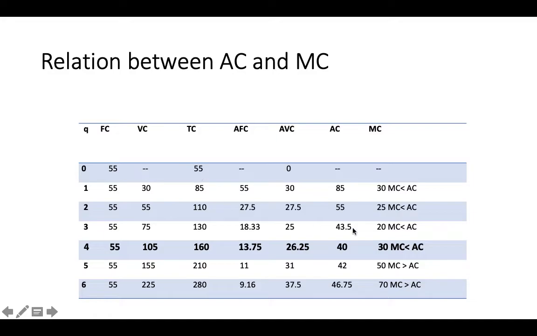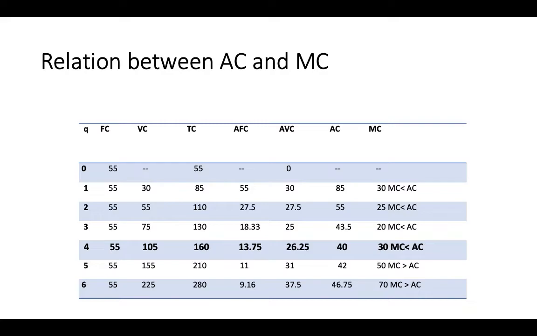85 minus 55, 30. 110 minus 85, 25. 130 minus 110, 20. 160 minus 130, 30. 210 minus 160 is 50. 280 minus 210 is 70. I have repeated it again so that the concept remains clear in your mind.